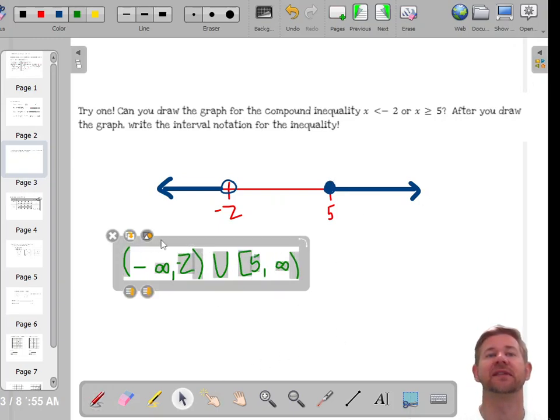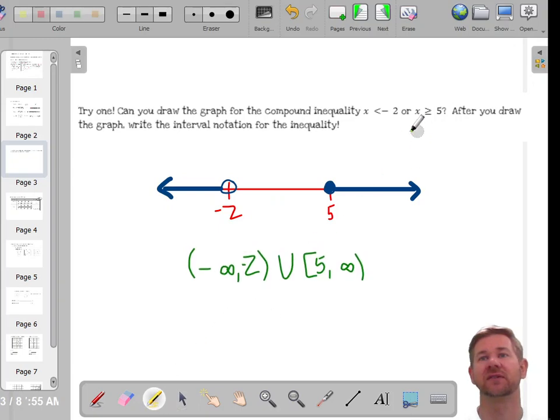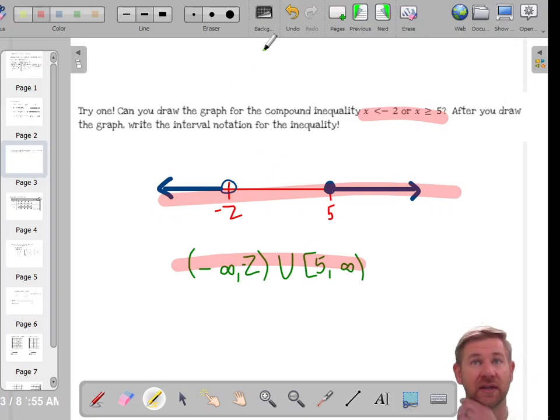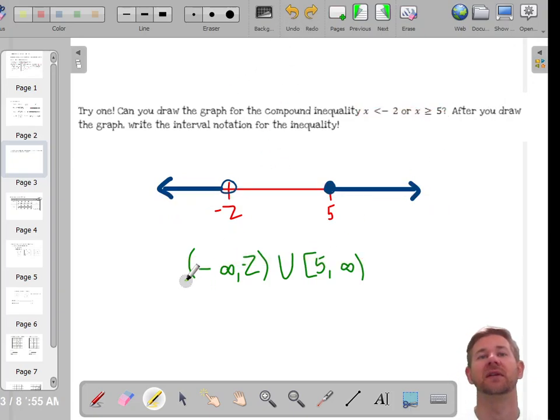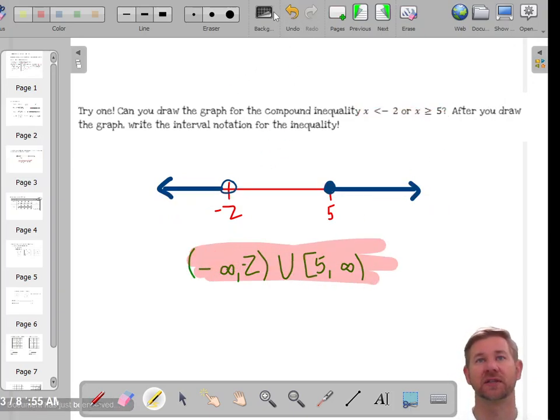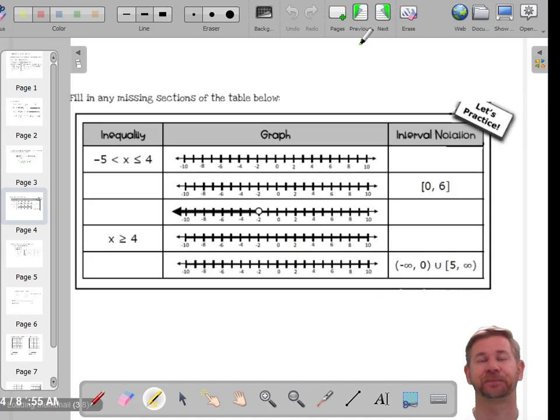These are describing the same set of numbers. All three of these things are describing the same set of numbers. Okay, you've got a number line graph, you've got interval notation, and you've got an inequality. And what we're focusing on now is the interval notation. Okay, that's the new thing. So let's do a couple more of these.